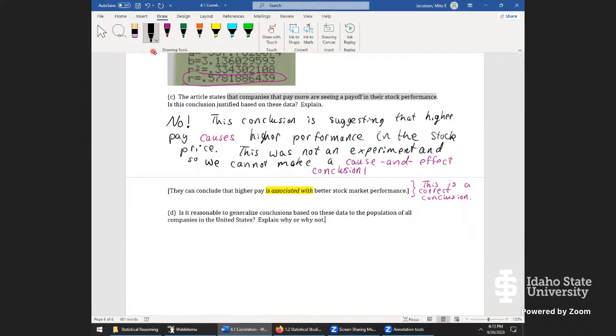We'll say no. These data did not come from a random sample.